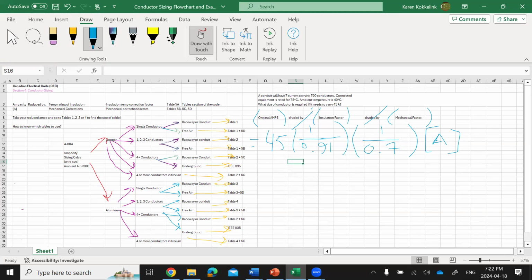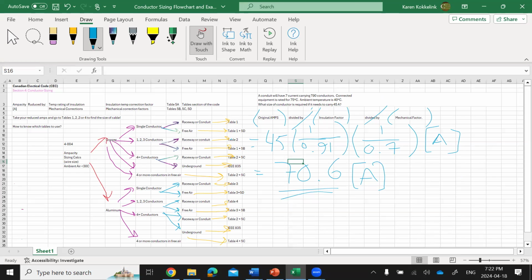So I need to take my 45 amps, and this is going to result in amps. I'm going to take my 45 amps. I'm reducing it by the insulation factor. I'm reducing it by that mechanical factor. That's going to give me 70. So what this means is I actually need a wire size that is going to eventually be able to handle 70 amps. Because of all the silliness, I'm going to have to get 70.6 amps.